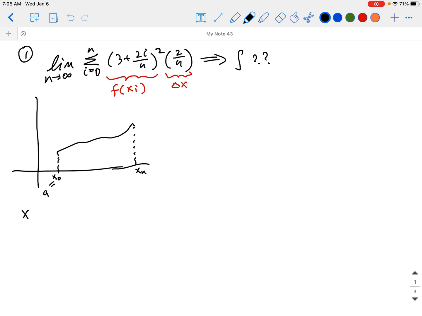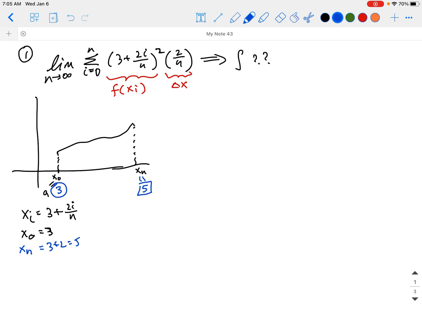But if I look inside, I can see what x sub i is. Note, x sub i is just that inside portion of the squared expression. So 3 plus 2i over n is x sub i, which means if i is 0, then I just have 3. That means my left endpoint is 3 in this case. And then if I took x sub n, I would get 3 plus 2n over n, or just 3 plus 2, and that's 5. So we can get the endpoints just by plugging in 0 and n for that expression.